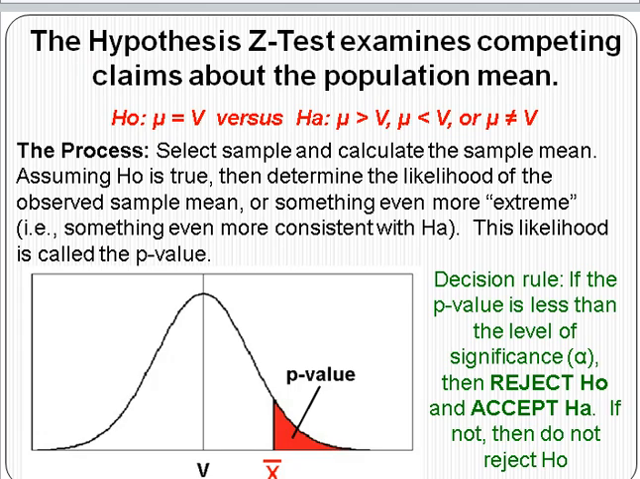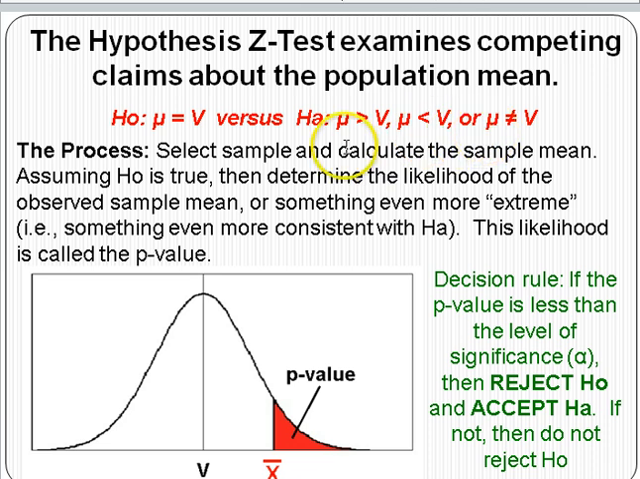Okay, so here's the logic of the hypothesis test. First of all, any hypothesis test, but the hypothesis Z-test is about competing claims about the population mean. So there's two claims. The null hypothesis, H sub naught, is that the mean of the population equals some value, I'll call it V, versus the alternative hypothesis, which is either the mean of the population is greater than V, the mean is less than V, or the mean is not equal to V.